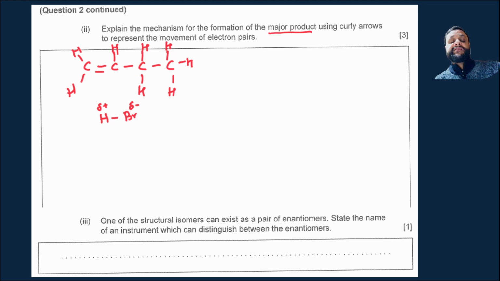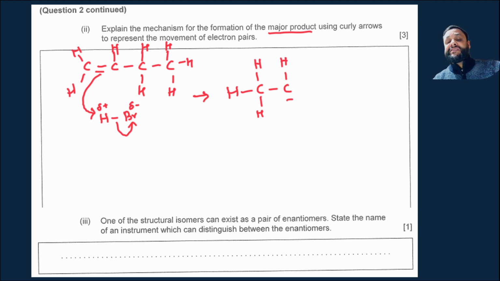A curly arrow shows the movement of electrons. So we have electrons in the double bond. I will start my curly arrow from the double bond to this H, and the bond between H and Br will break. This is an example of heterolytic bond fission or heterolytic bond cleavage. As a result, a carbocation is formed, and hydrogen will go where there are more hydrogens according to Markovnikov's rule, and we will have a secondary carbocation because the question says for the major product.